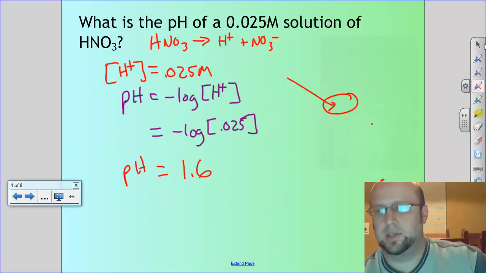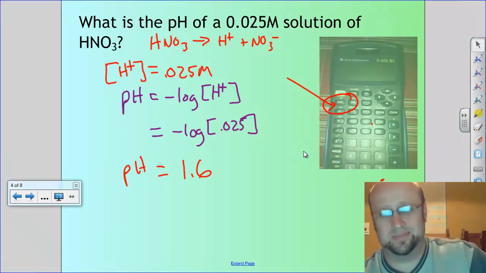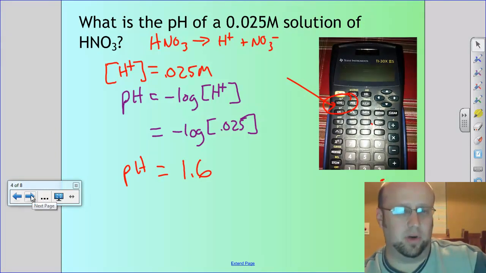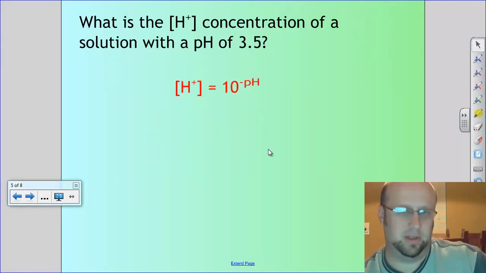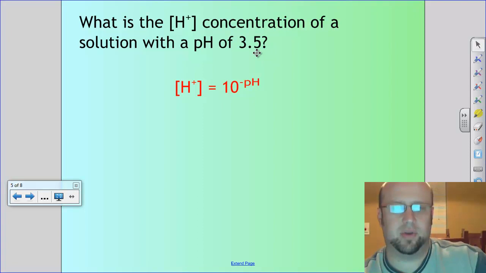Okay? So I know what you're thinking: does it get any harder than this? Not really, or at least not by much. We'll work another one that works backwards, but it's not terribly difficult. So, to work it backwards, how does it work? What is the H plus concentration of a solution with a pH of 3.5? In other words, we have the pH first, and we're looking for the H plus concentration.